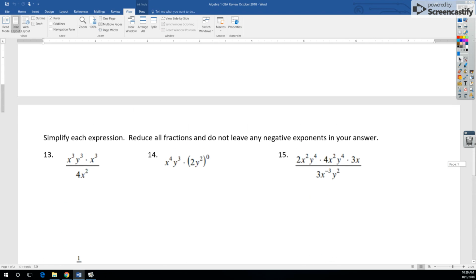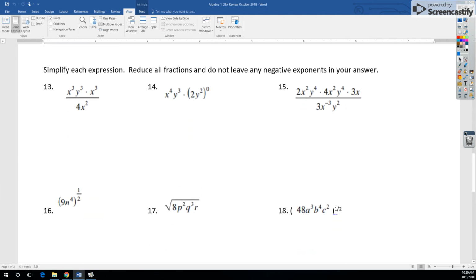Now we're going to move on to exponents. With our exponents, we need to remember that if we are multiplying, we're going to add those exponents together. And if we're dividing, we're going to subtract those exponents. So x to the third and x to the third becomes x to the sixth. X to the sixth divided by x squared is x to the fourth. 6 minus 2 is 4.